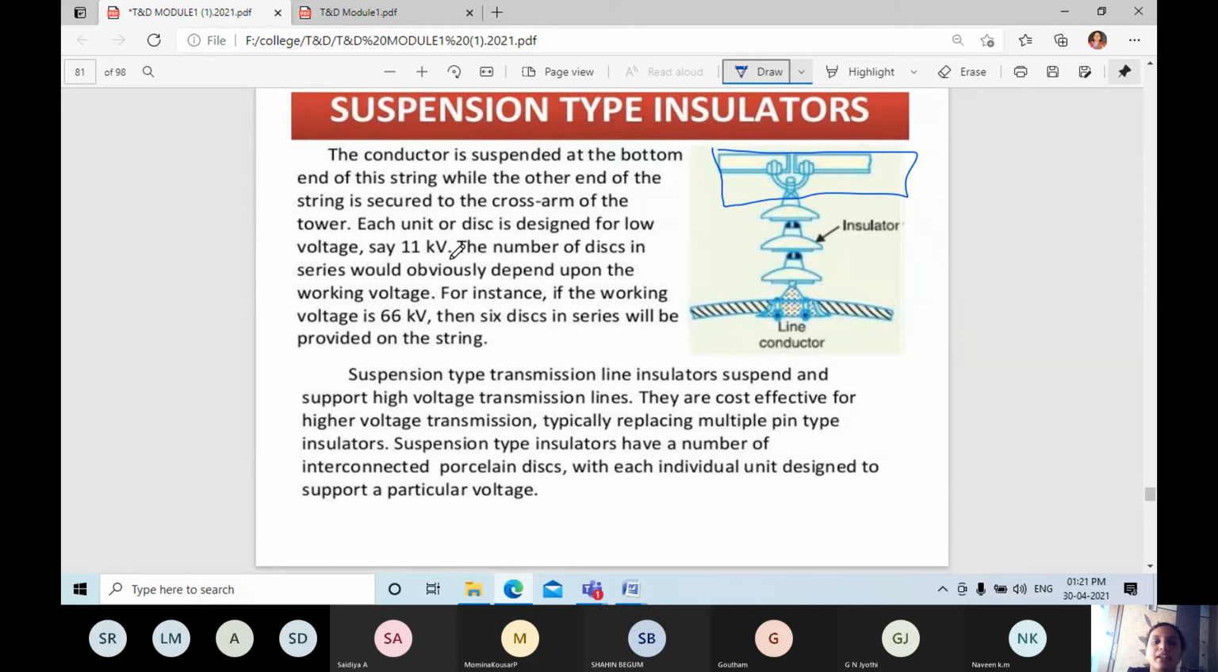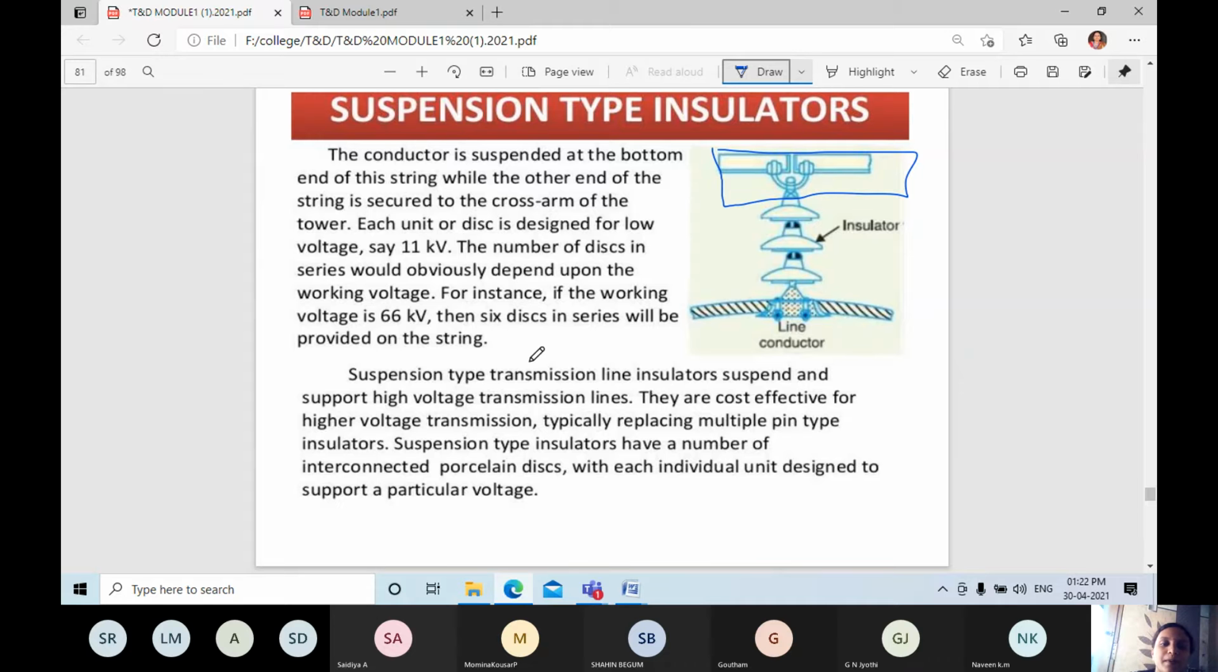The number of discs in series would obviously depend upon the working voltage. If you want to increase the voltage level, then we will increase the discs. Here they are saying if the working voltage is 66 kV, then how many discs they will use? 6 discs in series will be provided on the string. This total is what we call the string.